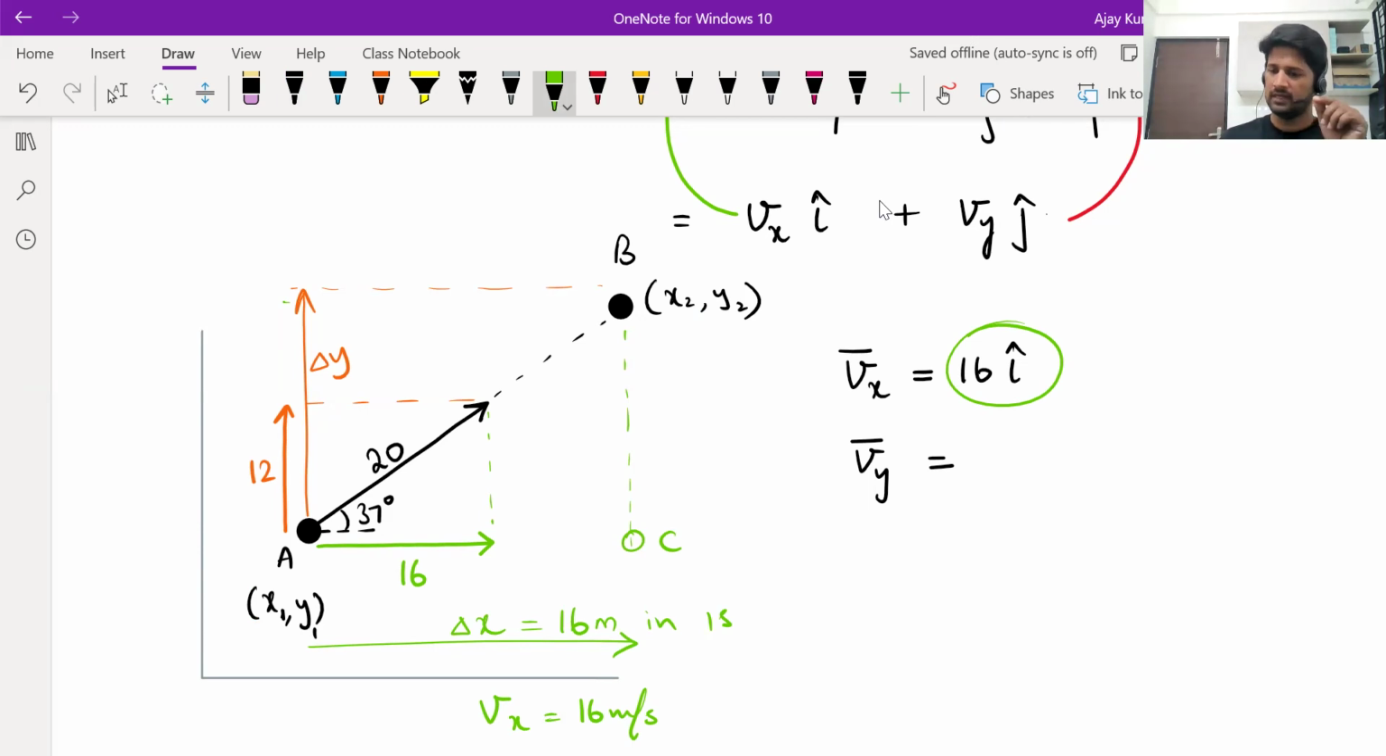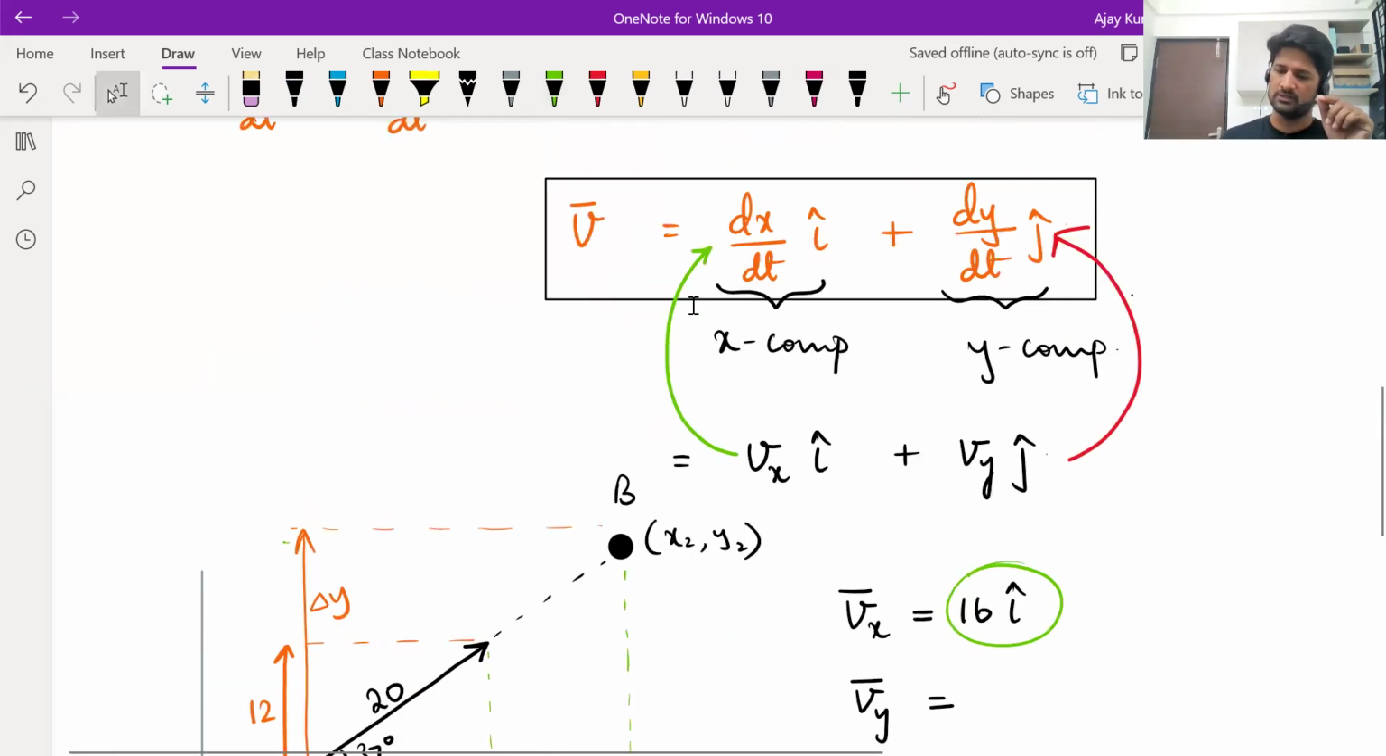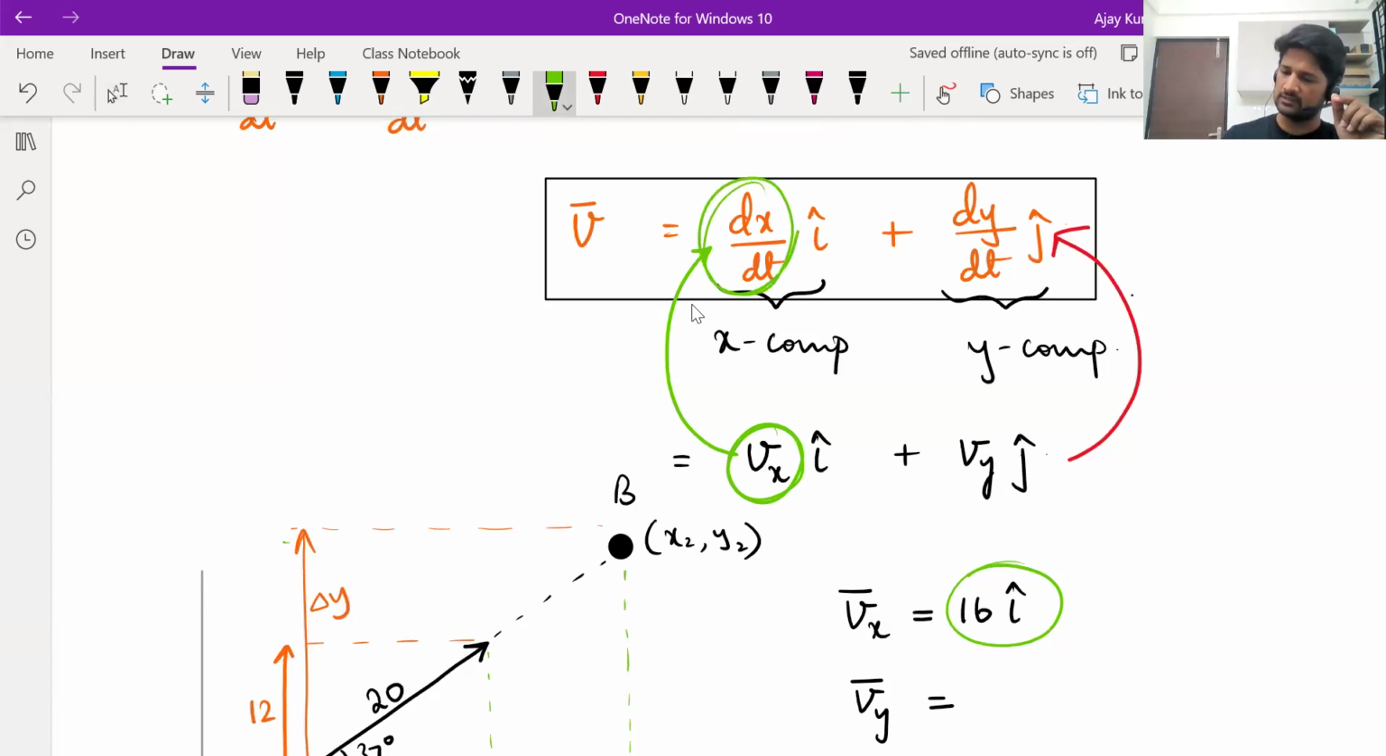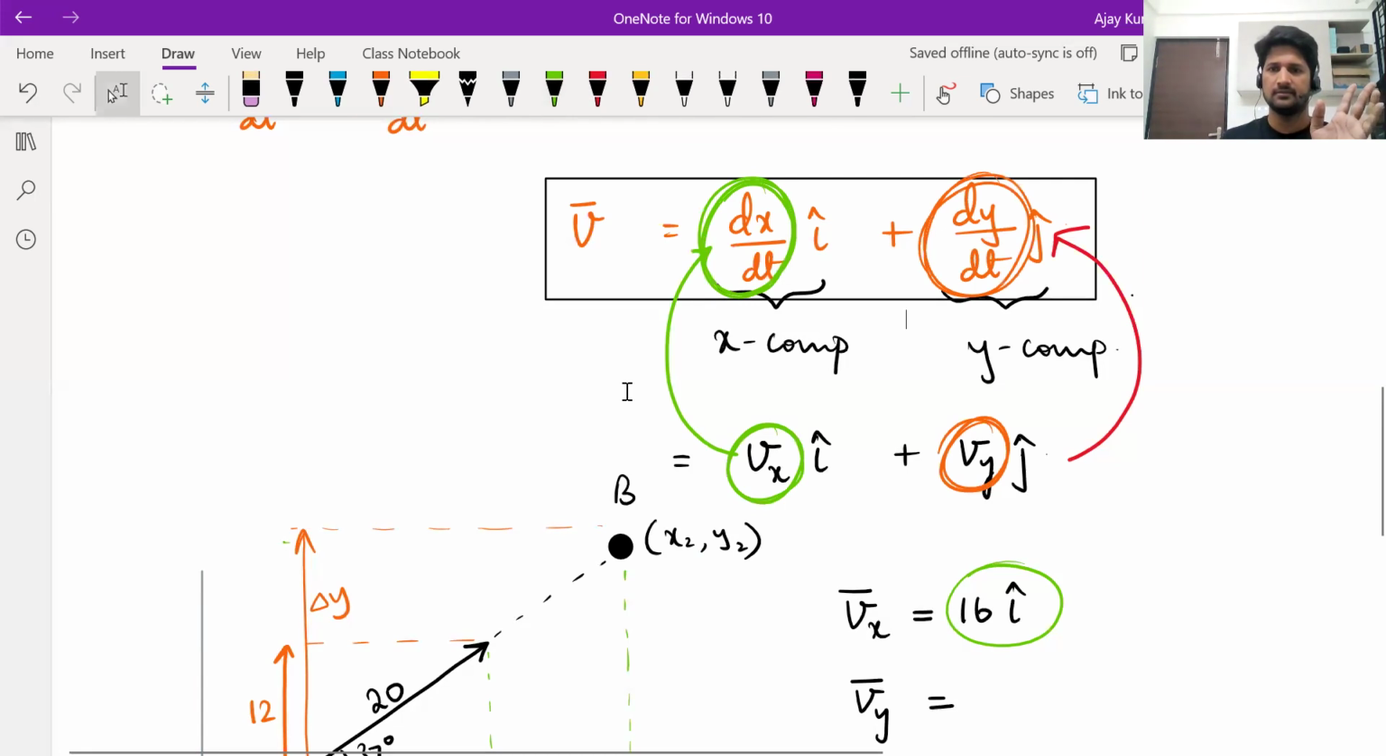Okay. And the x component of velocity dictates what happens along the x-axis, how fast the object moves along the x-axis. Y component of velocity dictates how fast the object moves along the y-axis. Okay.